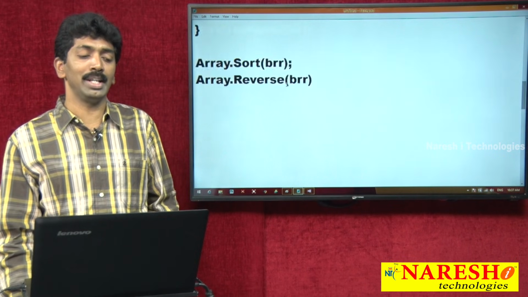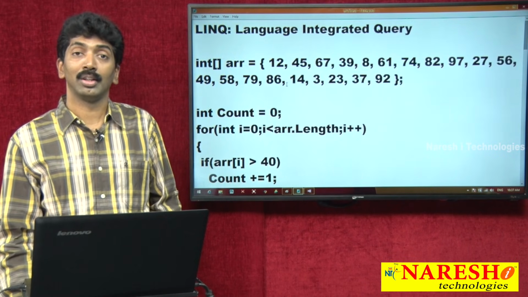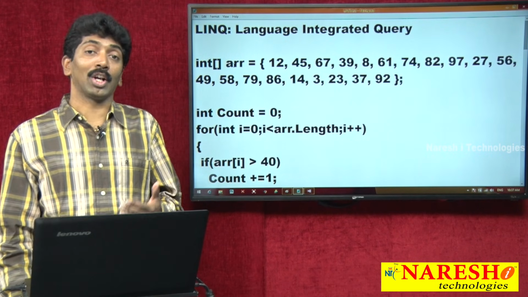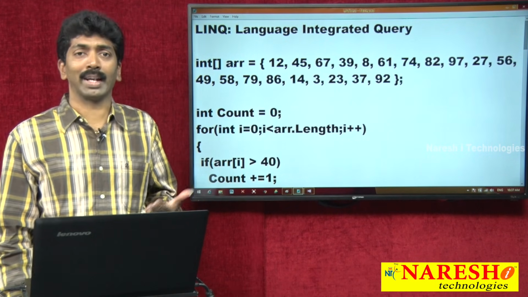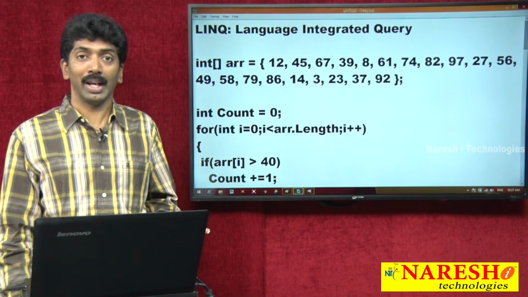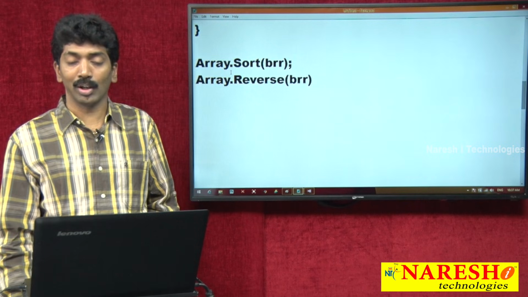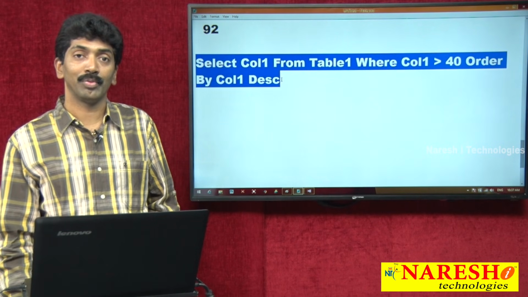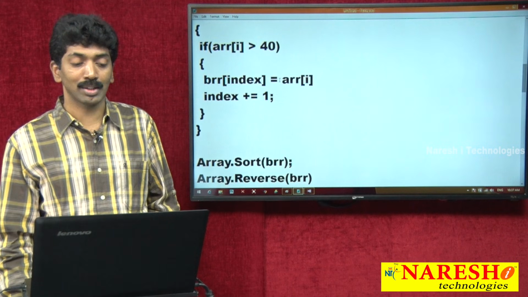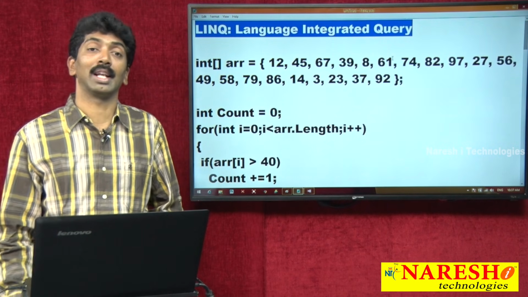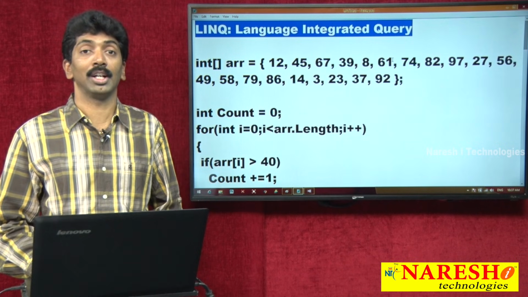Now, the same idea Microsoft got here also. If you can write a query on a table, why can't we write a query on an array? If you can write a query on an array, there is no need for all this complicated logic. With a single line of code like this, we can get the whole data. That's what they got. And in this process, Microsoft designed a concept called LINQ, language integrated query.